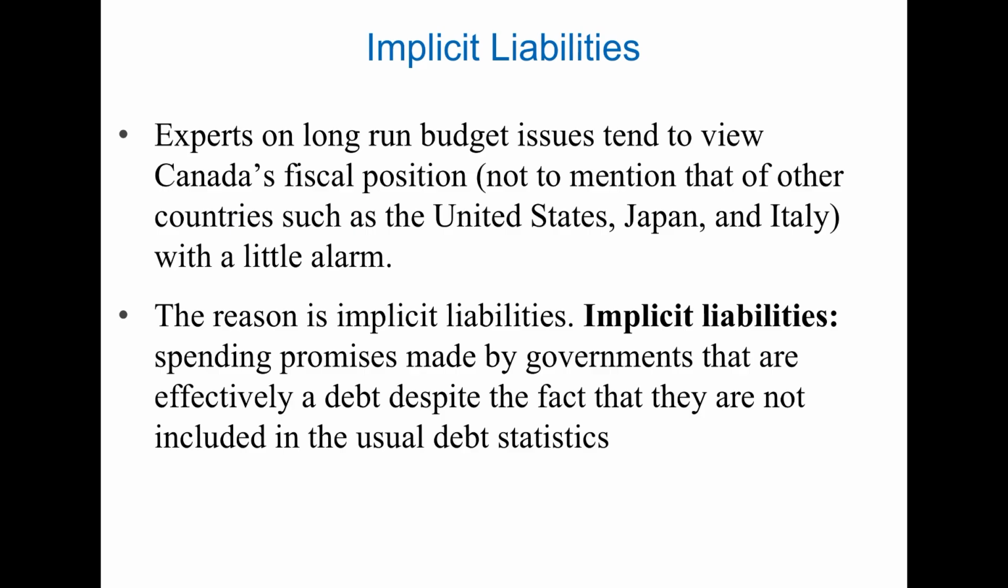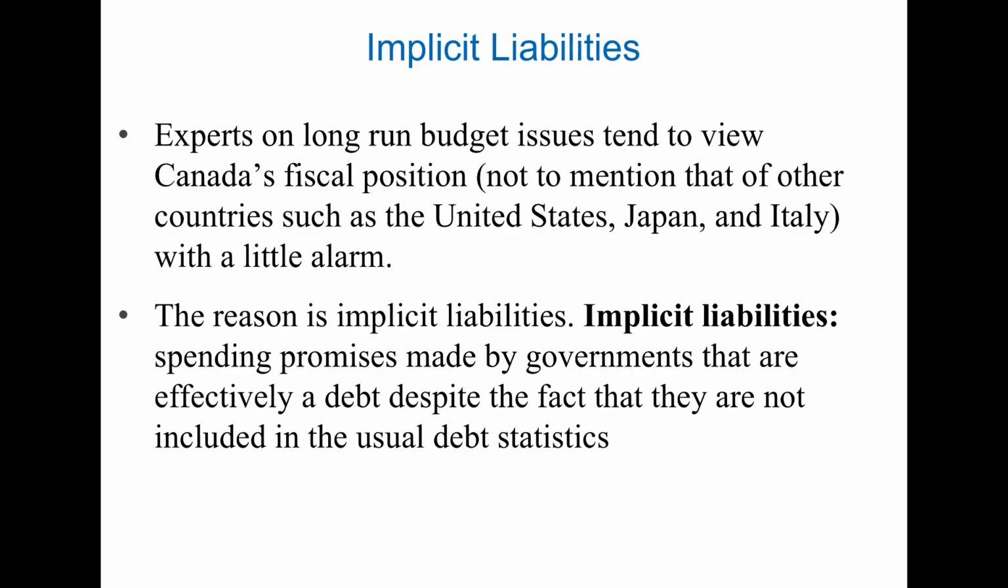Now, other than debt, the government also has liabilities. We call them implicit liabilities. Now, what are these implicit liabilities? Experts on long-term debt issues tend to view Canada's fiscal position, not to mention that of other countries such as the United States, Japan, and Italy, with a little alarm. The reason is implicit liabilities.